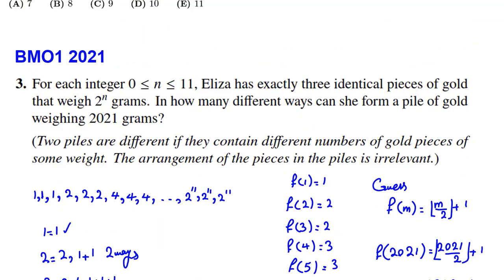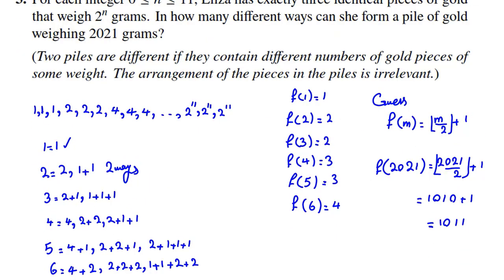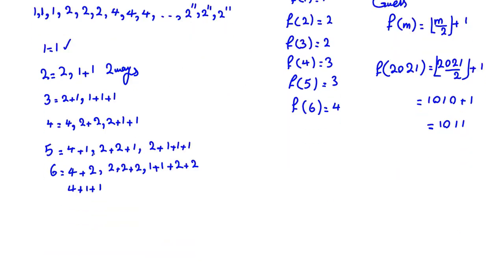Now we should prove this part. For proving this, we want to prove f of m equals this. If we consider numbers, for example, whether it is even or odd. Let's consider case 1, m is 2k. You want to create 2k.